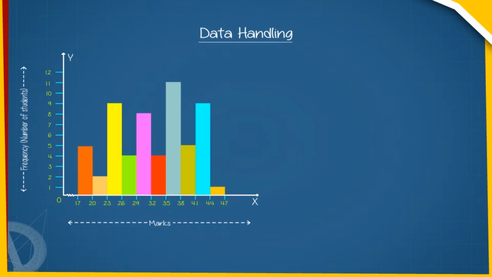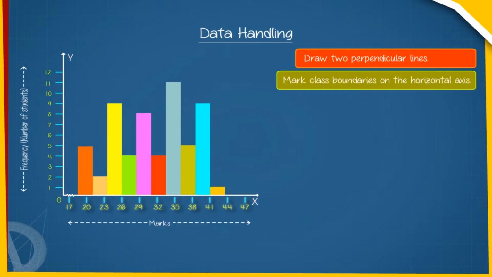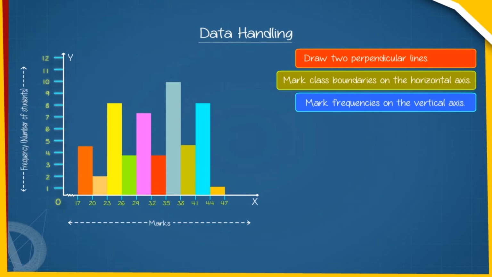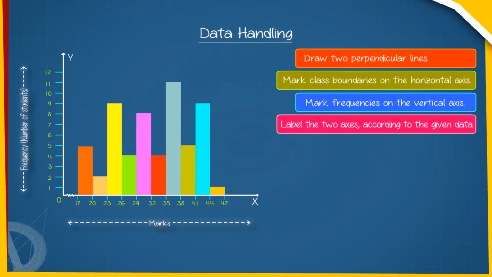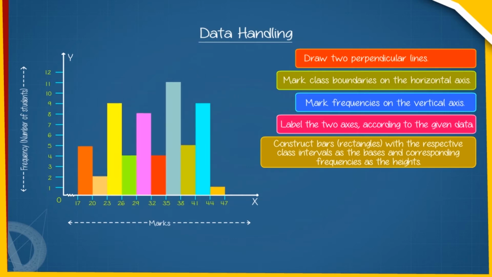To draw histograms, we take the following steps. 1. Draw two perpendicular lines. 2. Mark class boundaries on the horizontal axis. 3. Mark frequencies on the vertical axis. 4. Label the two axes according to the given data. 5. Construct bars, rectangles with the respective class intervals as the bases and corresponding frequencies as the heights.